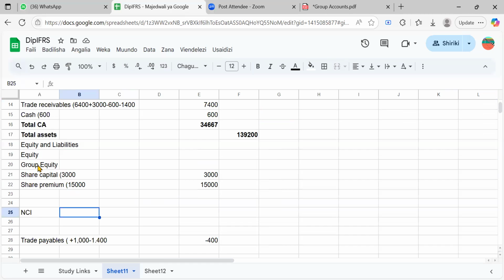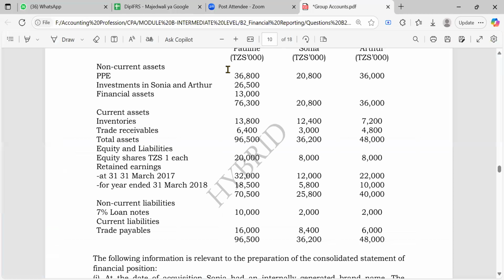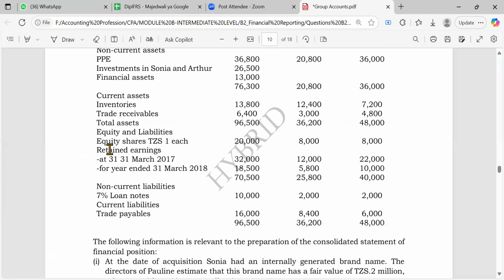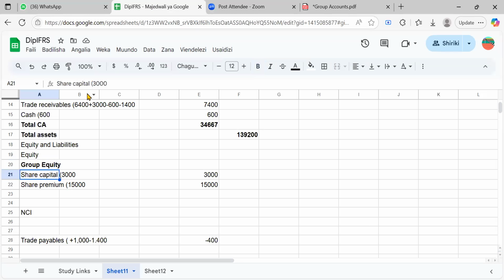For the equity, you have the group equity, which would have the share capital. Let's get our share capital again. Equity shares, 20,000 and 8,000. Remember, we said that we are not going to consolidate the equity net asset of the subsidiary, so you only take 20,000, right? Yes. So the 8,000 has been done already. You just take the 20,000 there and close.